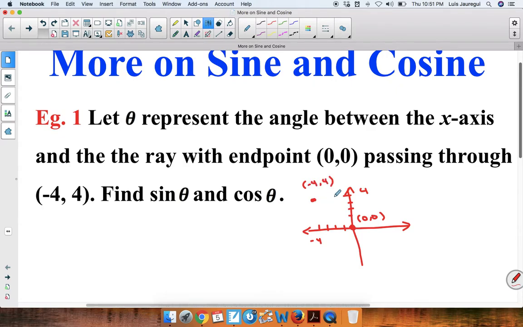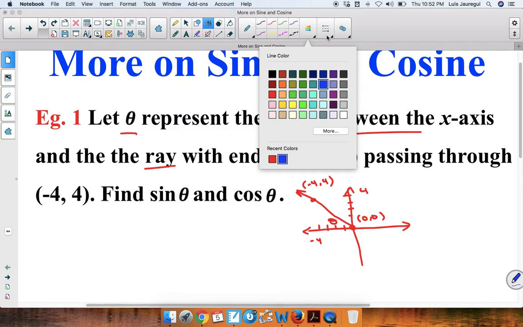Now, we're going to have an actual ray that passes through this particular point, -4, 4, and has an endpoint of 0, 0. So here's your endpoint, and it's passing through that particular point. Now, the nice thing here is that we're actually looking for the angle specifically between the x-axis and the ray. So this is the angle of interest here. That's your angle theta.